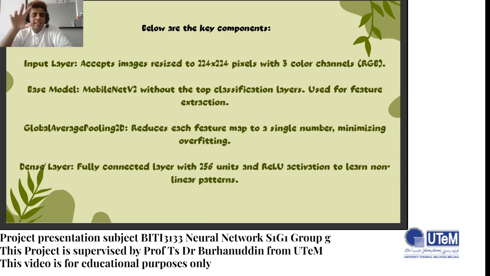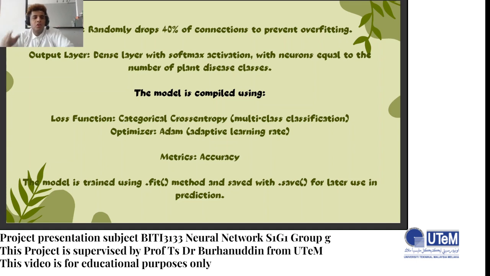Dense layer, which is a fully connected layer with 256 units and ReLU activation to learn non-linear patterns. This helps the model learn without increasing the amount of data that is needed. Now going through to the dropout, which randomly drops 40% of the connections to prevent overfitting. In this type of model, an incorrect assessment due to seeing patterns that are not there is typically critical. Then going to the output layer, which is a dense layer with softmax activation with neurons equal to the number of plant disease classes.